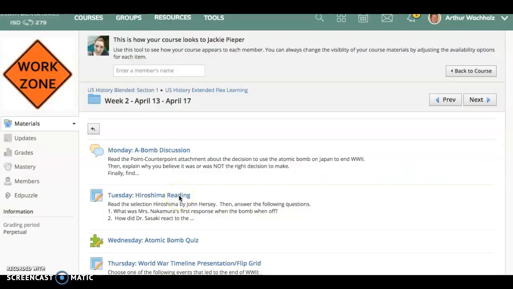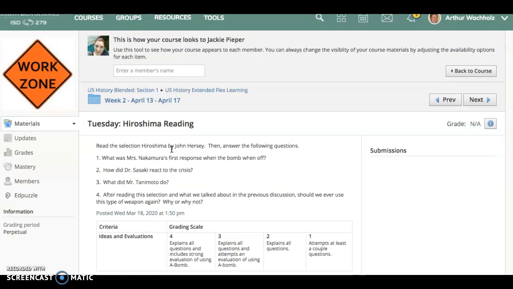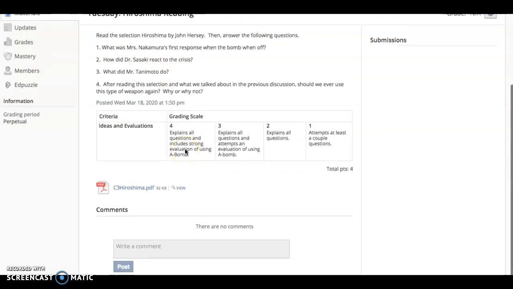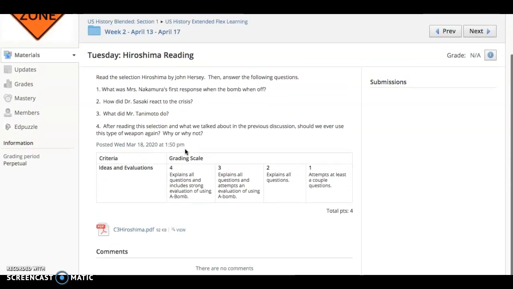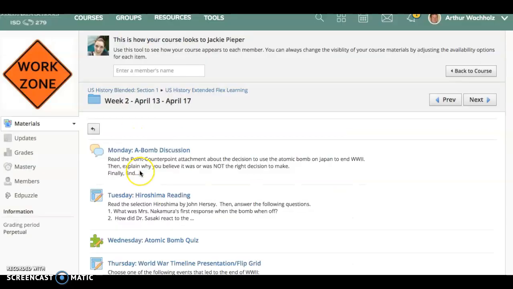Now, to follow that up, there were assignments about Hiroshima. There is a little reading here from John Hersey's text and some questions that you can answer from this, looking at some of the first examples of the truly horrific experience people had in Hiroshima and Nagasaki when these bombs were dropped.